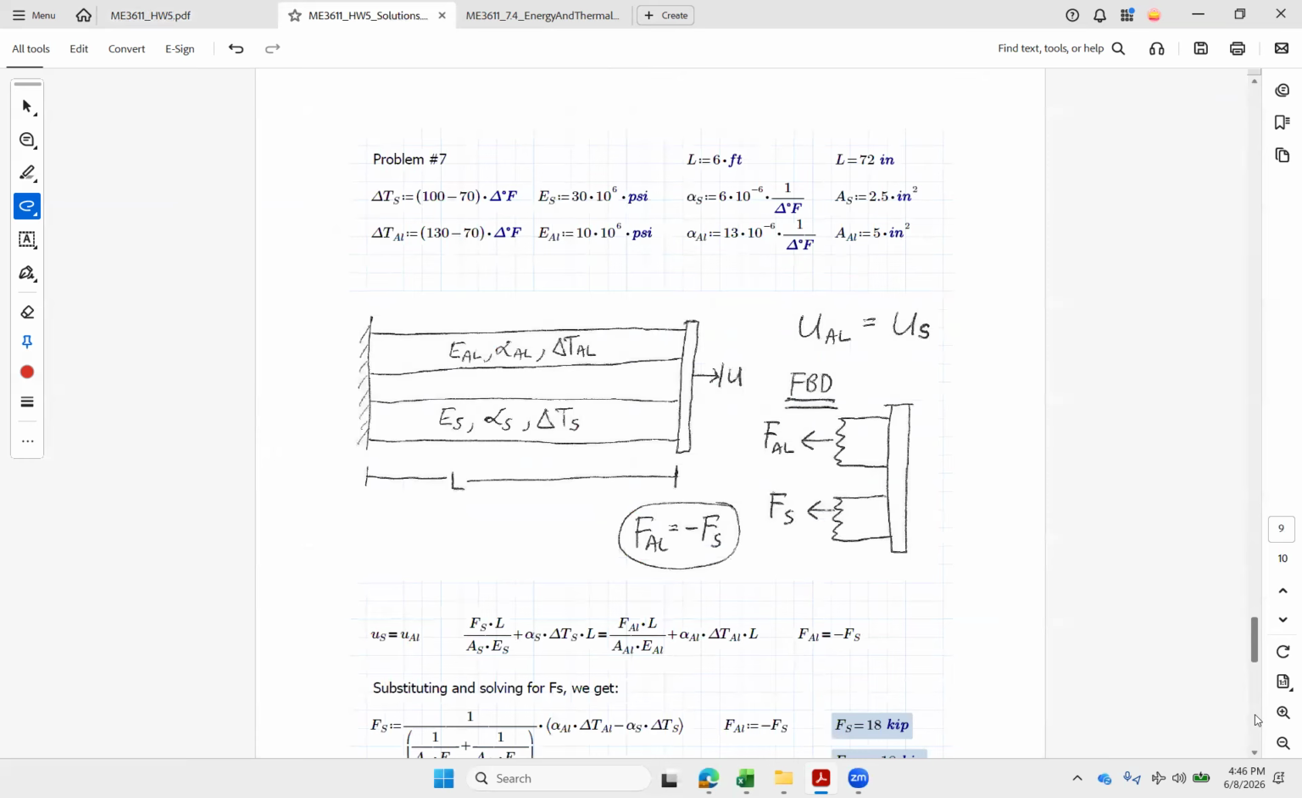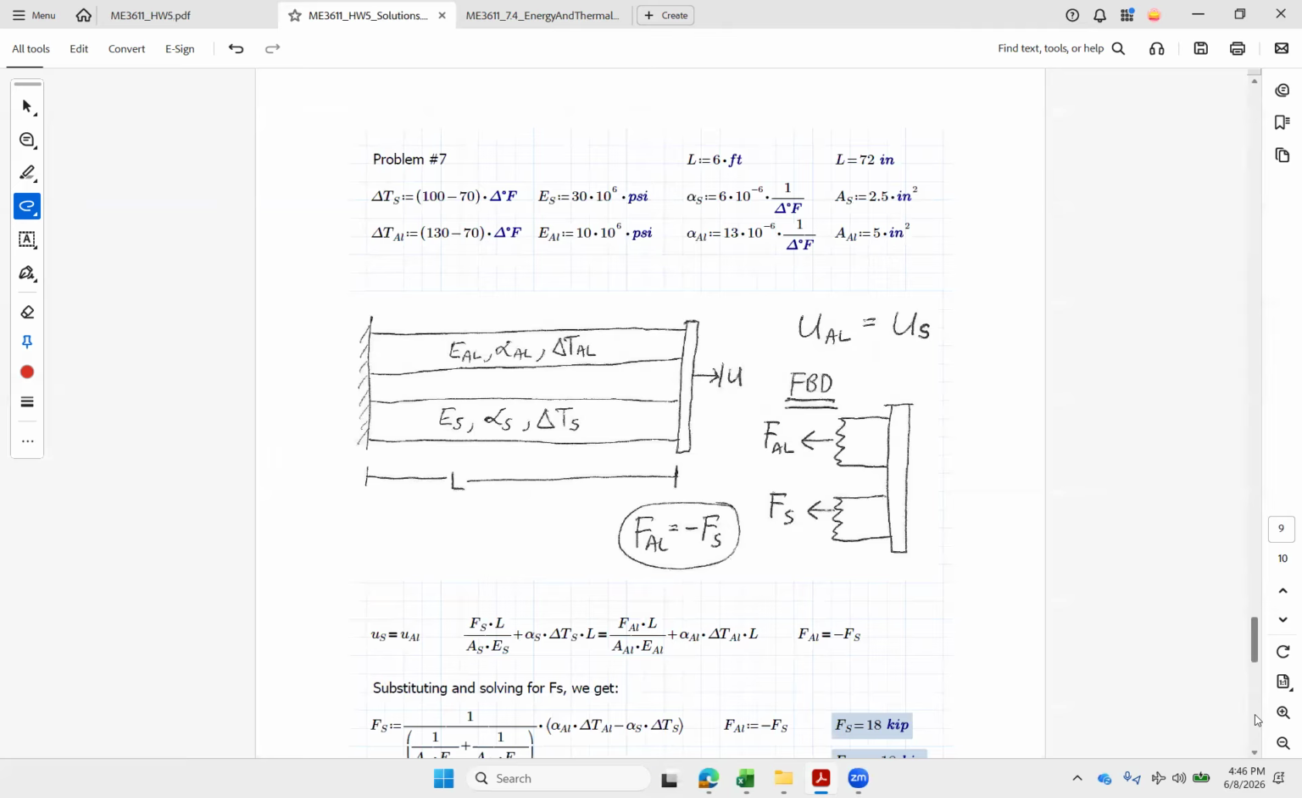So my delta T for the steel is going to be 30 degrees. Delta T for the aluminum is going to be 60. And then we got all the base properties right there. All right. Again, we're dealing with a two bar, so U aluminum equals U steel, forces equal and opposite, and we have a constant delta T. So it's just going to be two easy plug and chug terms.